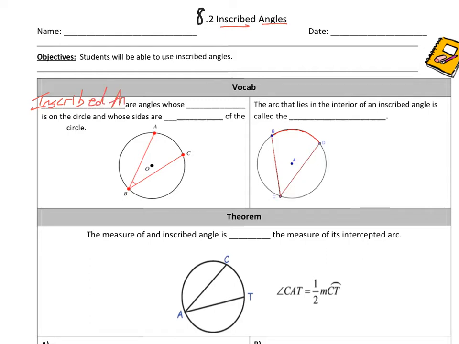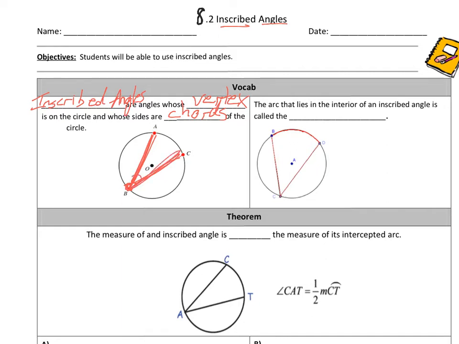So inscribed angles, if it'll fit on this line, are angles whose vertex, so that's the point where the angle comes from, is on the circle, so that's point B down here, and whose sides are actually going to be chords of the circle. All right, so my two chords here would be AB and CB. So this is my inscribed angle.